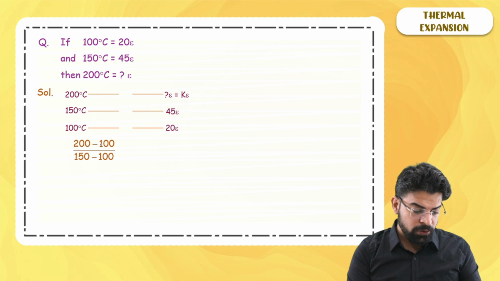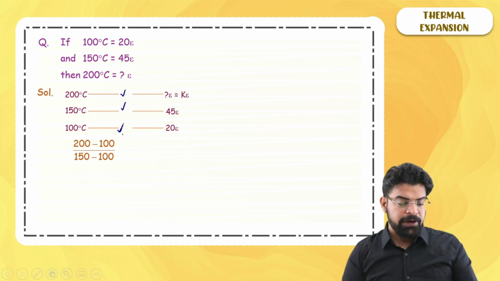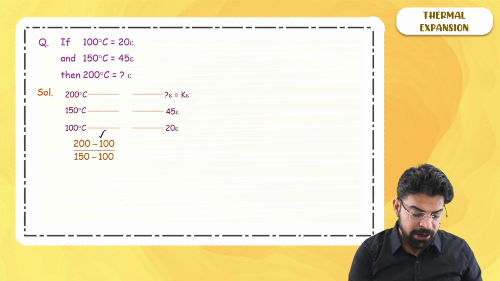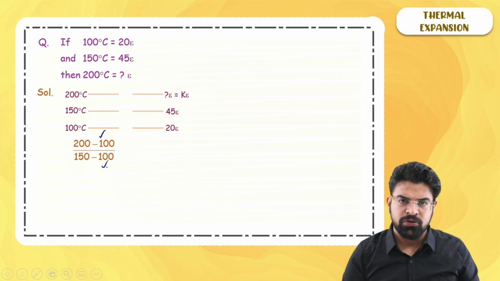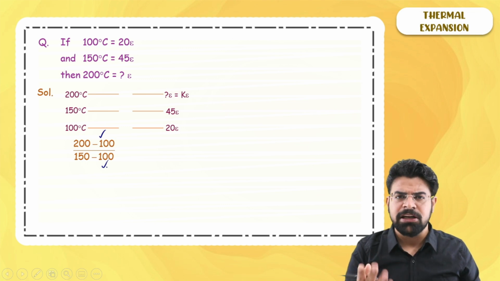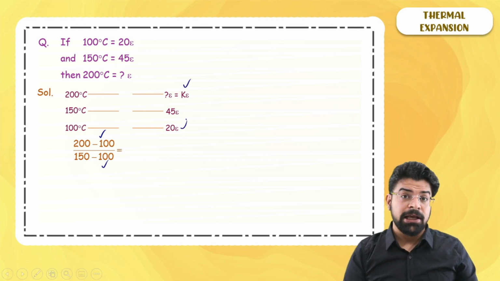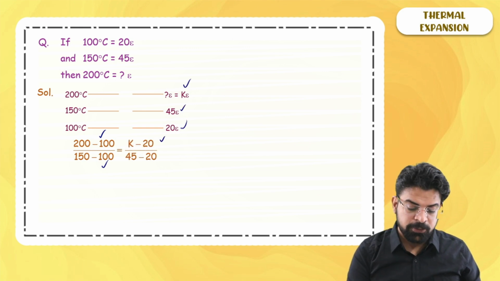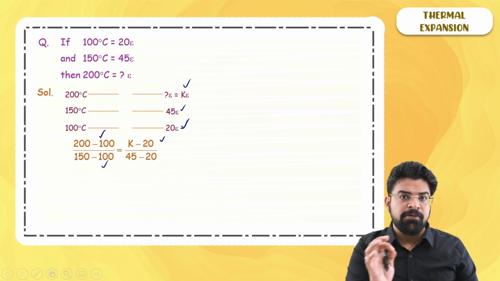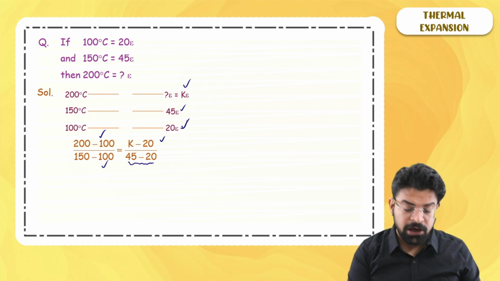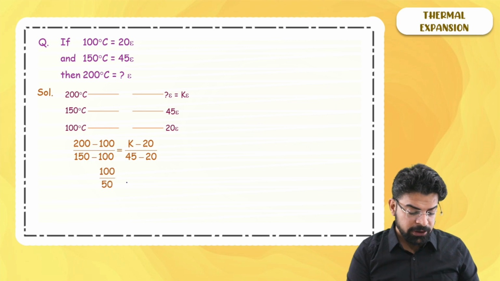So you will write 200 minus 100, given minus lower, upon upper minus lower, 150 minus 100. So you get 100 upon 50 on the left hand side. 200 minus 100 is 100, 150 minus 100 is 50. And on the right hand side you get given temperature minus lower fixed point, K minus 20, upon upper fixed point minus lower fixed point, 45 minus 20. So this gives you a 25 in the denominator. So what you get is 100 by 50 equals K minus 20 by 25.